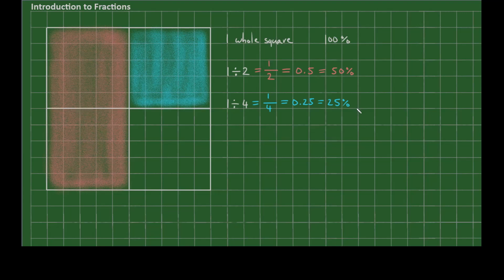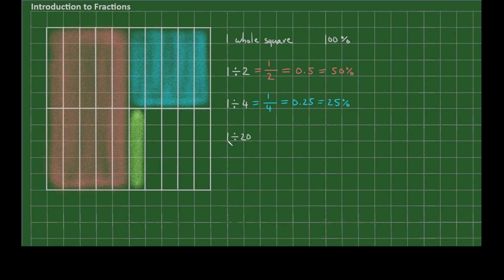I can also divide the original square into 20 equal parts. 1 divided by 20 can be expressed as 1/20th. As a decimal, that would be 0.05. And as a percentage, that would be 5%. This means that the green bar is 1/20th of the original square, or 5% of the original square.